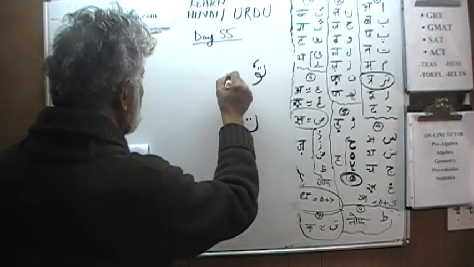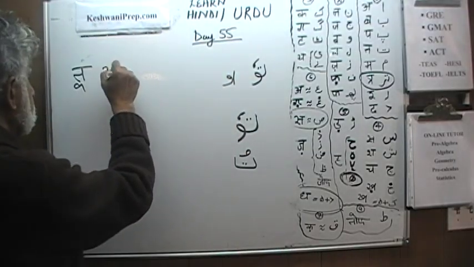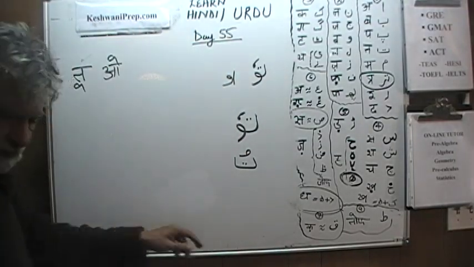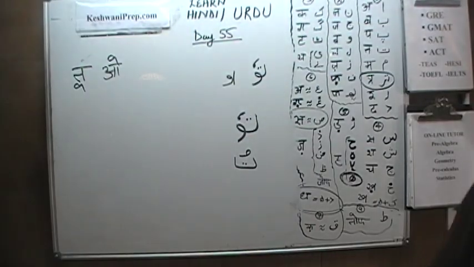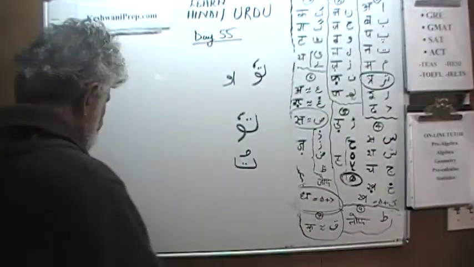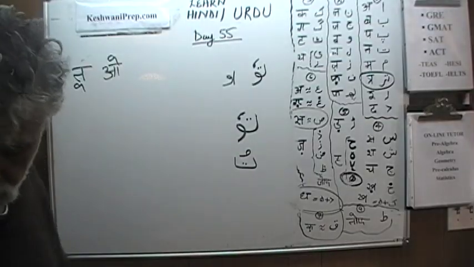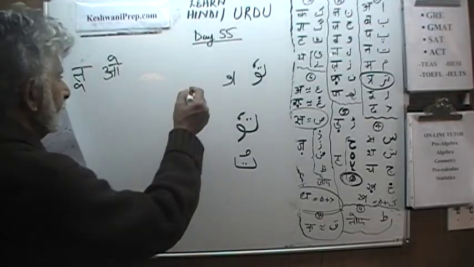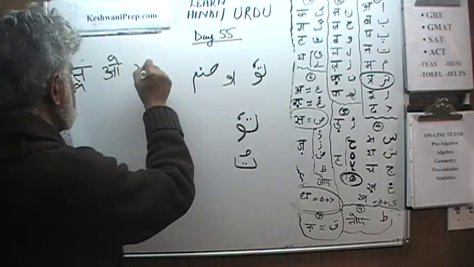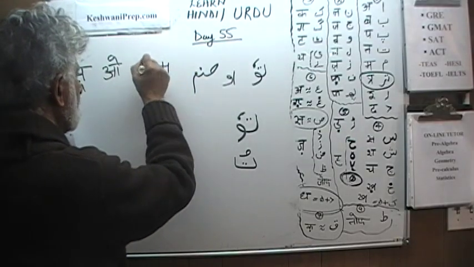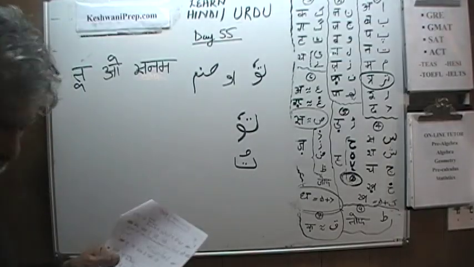Tu o. This one is dying. Let's get rid of it because I keep picking it up for some strange reason. Tu o. Sanam. Sanam we have written many times. Sanam. So, tu o sanam.